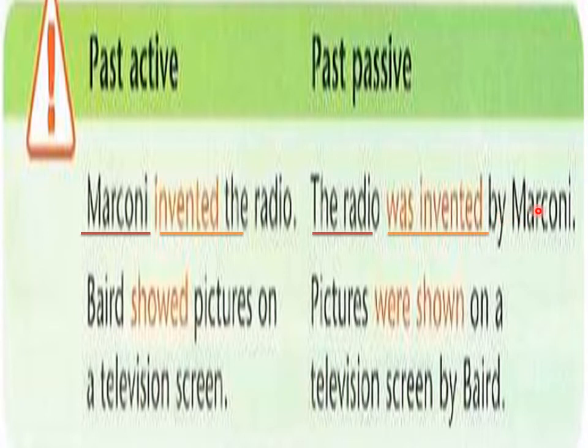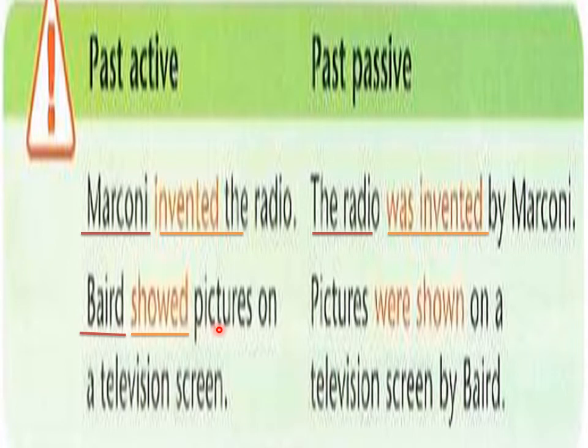It's up to you. The second sentence, Bird showed pictures on a television screen. Now, Bird here is the subject. Showed is the past tense of the verb show. Pictures here is the object. On a television screen is the complement of this sentence.